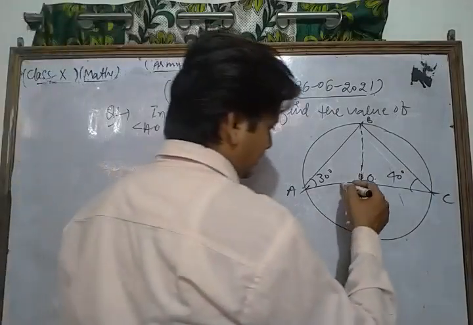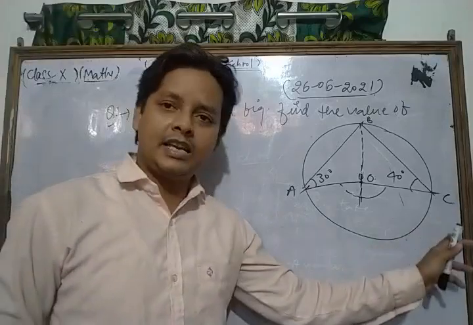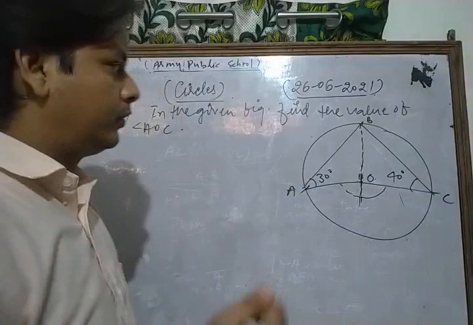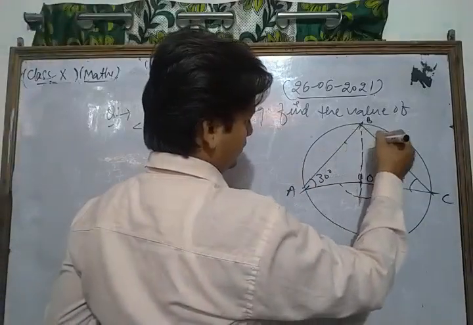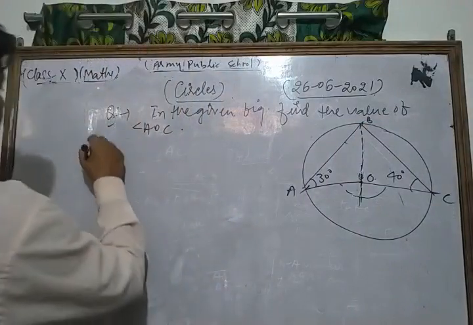Angle AOC means the angle subtended by arc AC at the center of the circle. We find that angle. So before that, first of all we find angle ABC. For that, let's see its solution.